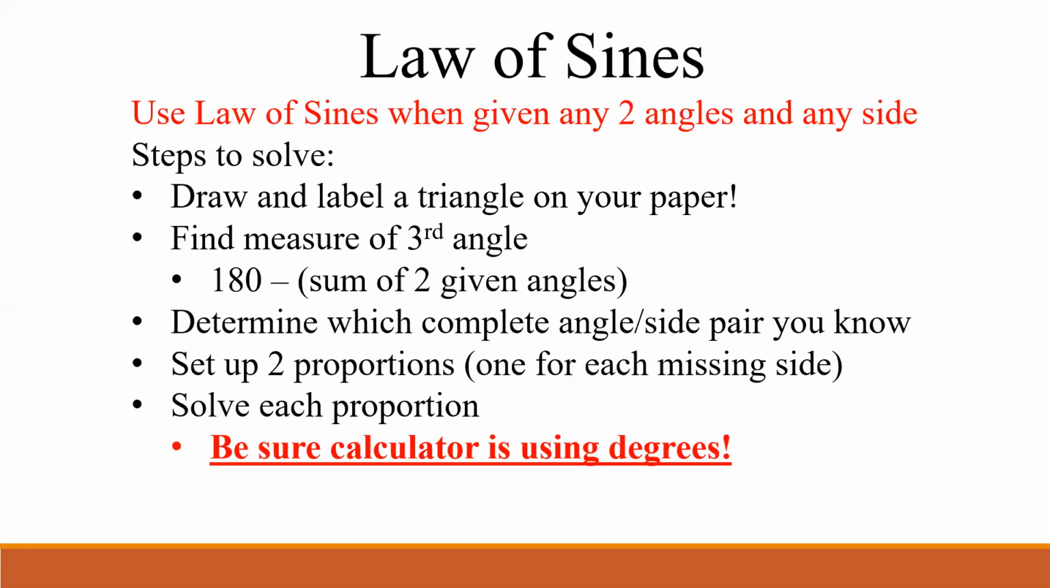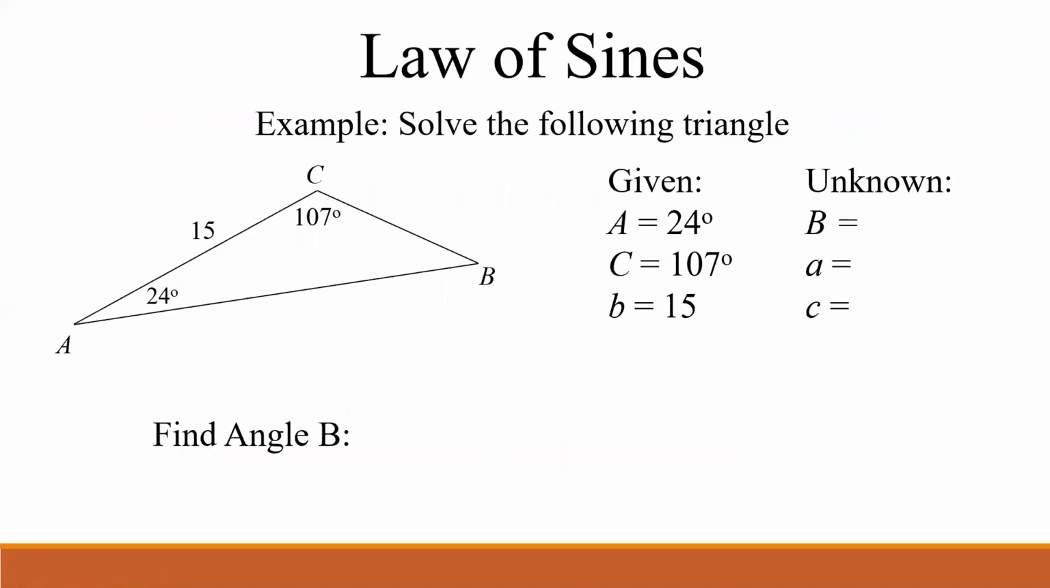So if you go backwards real quick. First step, draw and label the triangle, which I've done, and hopefully you did too. Find the measure of the third angle, and then we'll start looking at the two sides. So how do we find angle B? You're going to take the two angles, the 24 and 107, add those together and subtract it from 180. You do that little math, and you should get 49 degrees as your angle B.